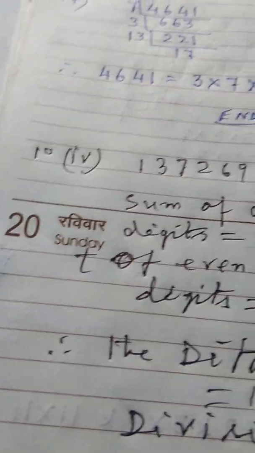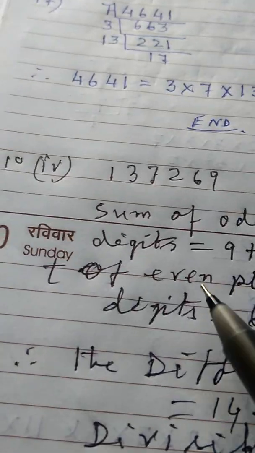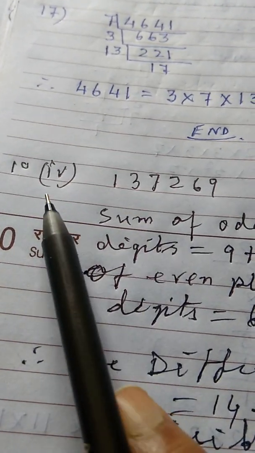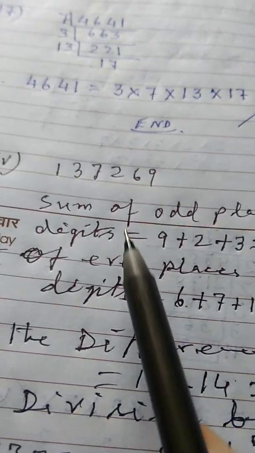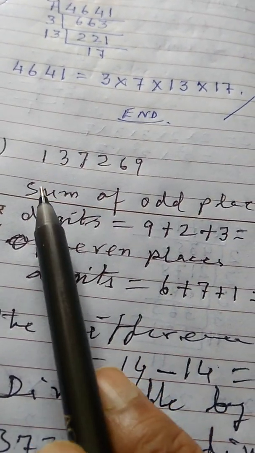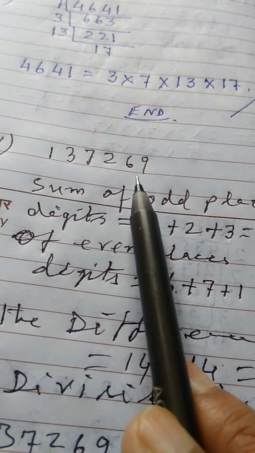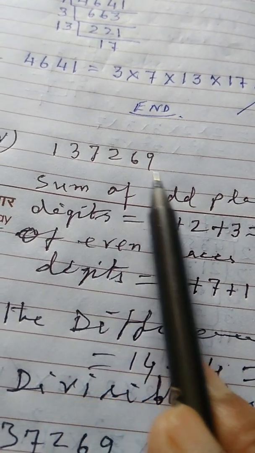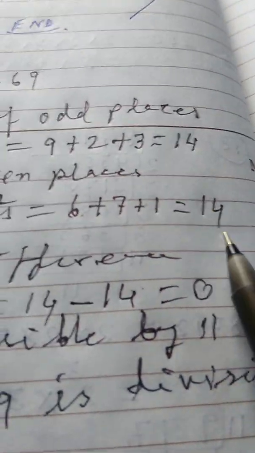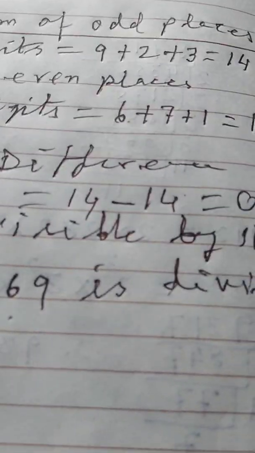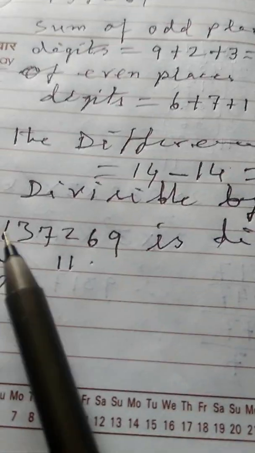Now, I can do some more questions. Divisibility rule of 11, question number 10. I will apply the divisibility rule on this given number 137269. The sum of the odd places digits is this and the even places digits is this. Now the difference is 0, and as 0 is divisible by 11, we can say that the given number is divisible by 11.